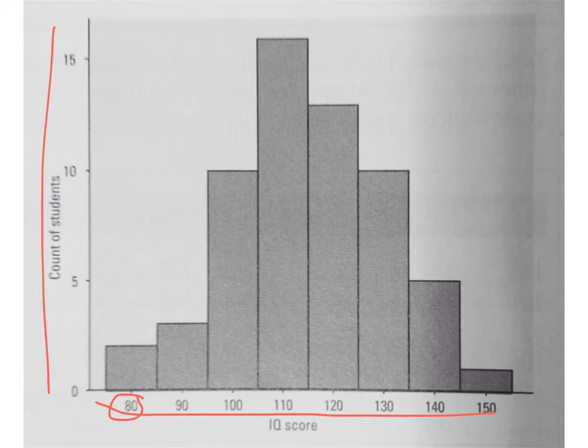You should also make sure you always give your graphs a title, which I've cut off of this picture here, but we would want to make sure that even though IQ scores is listed on the horizontal axis, we identify our population as well. So this is IQ scores of 60 5th graders.